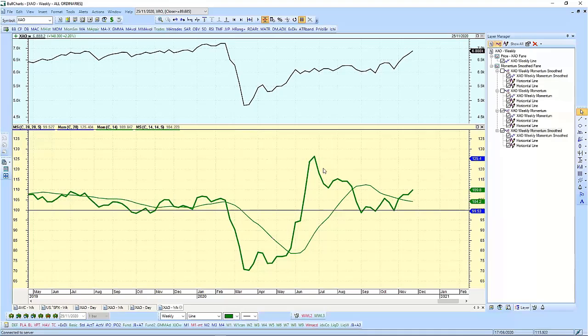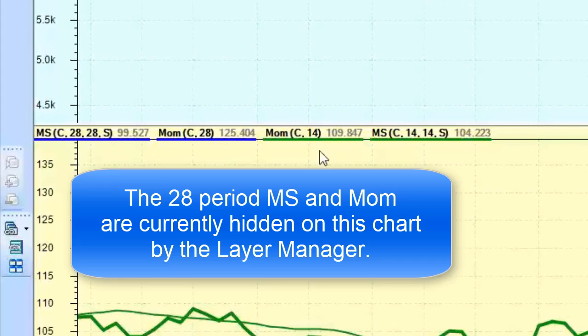Now, on this particular momentum and its moving average, you can see here I'm using 14 periods on this weekly chart and 14 for the smooth momentum.